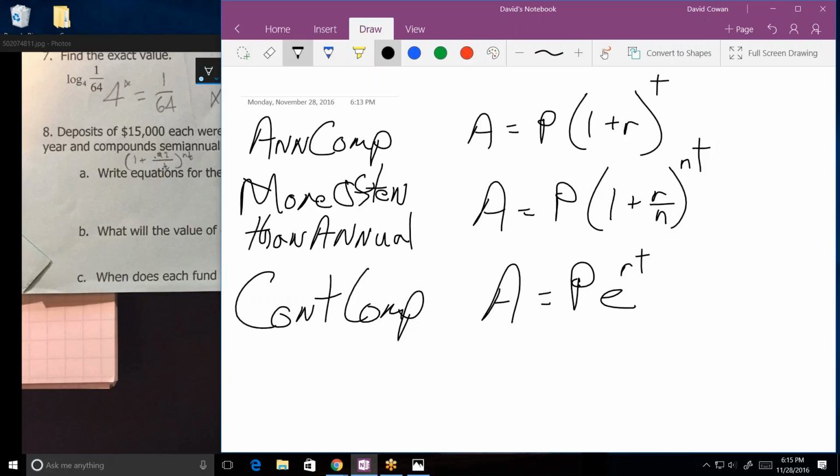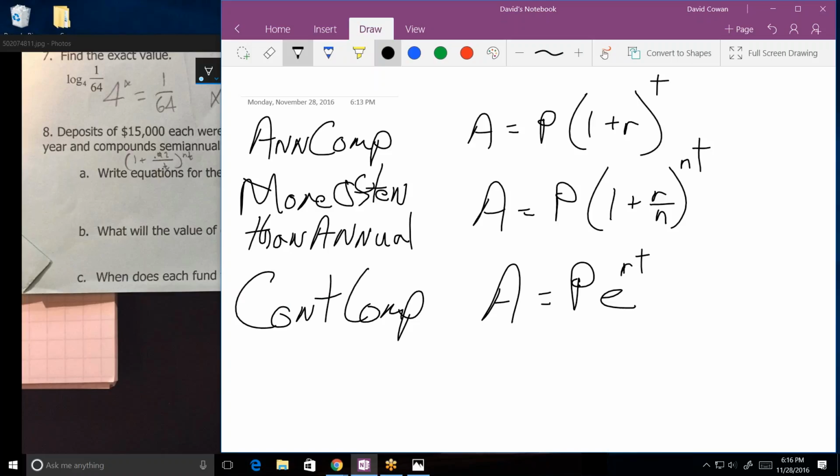And both the R and the T go in the exponent, which is noticeably different than either of the first two. Because in the first two, the rate goes down here. Same with that middle one. But in the third one, the rate is in the exponent, and that makes all the calculations different.